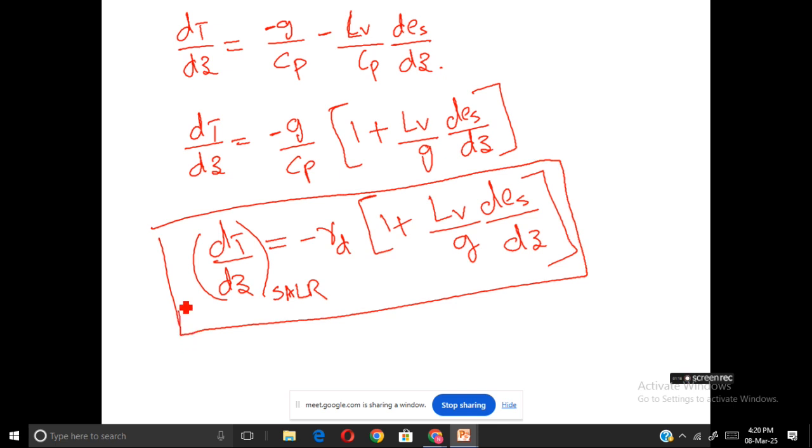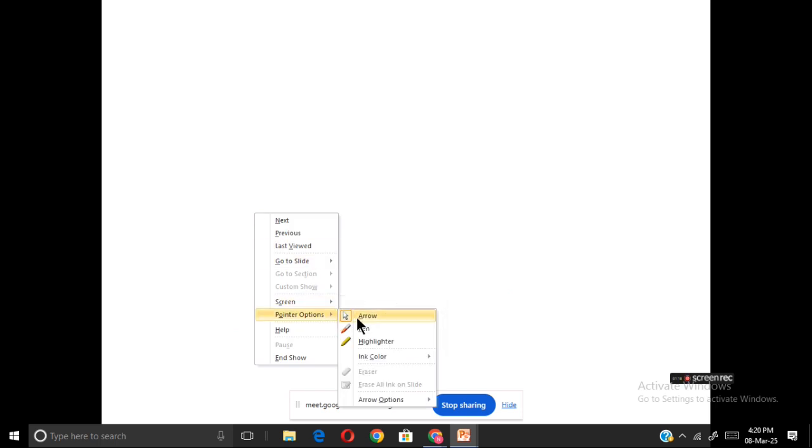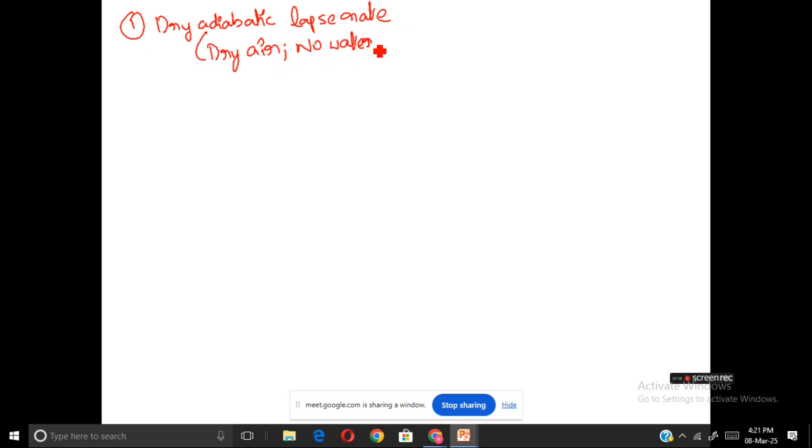So now we have three different lapse rates. The first one is dry adiabatic lapse rate, which is for dry air, no water vapor, which is given by minus G by C.